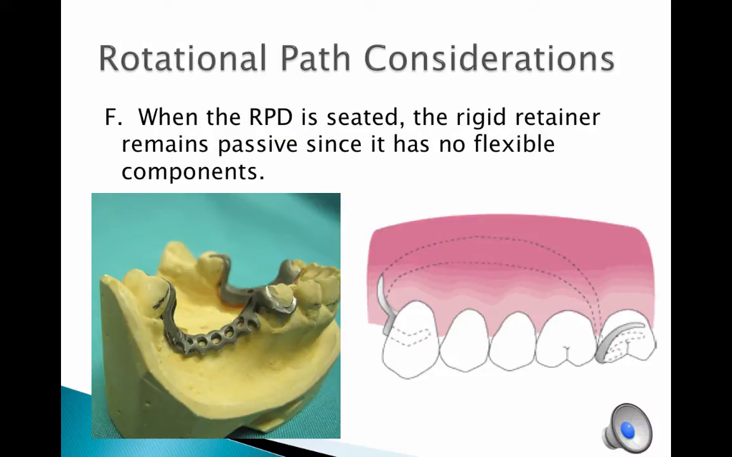When the RPD is rotated into place and seated, the rigid retainer remains passive since it has absolutely no flexible components. This slide shows two applications of the rotational path RPD. The one on the left has no clasp arms on the posterior molars, with retention coming from the rigid component placed on the mesial surface of the molar. This is very advantageous when the posterior molar is tipped severely to the mesial and to the lingual. You would have to mutilate this tooth to adjust the lingual surfaces in order to position the clasp arm in its proper position.